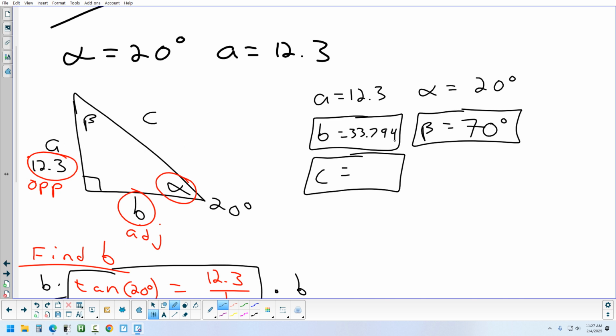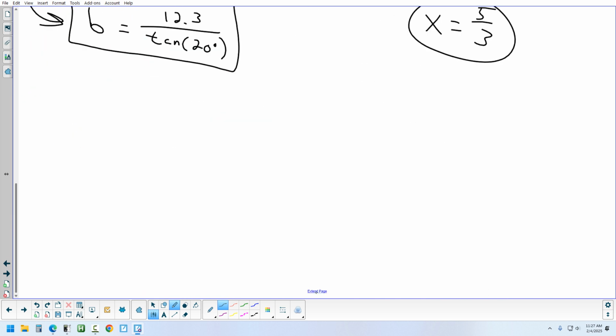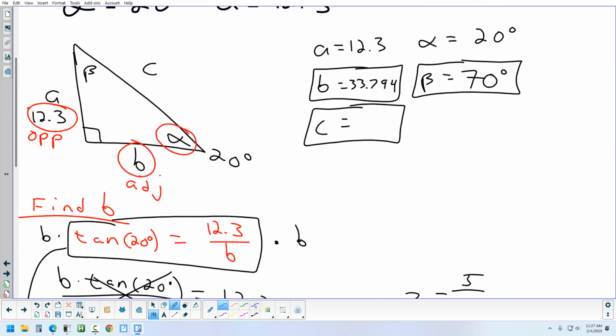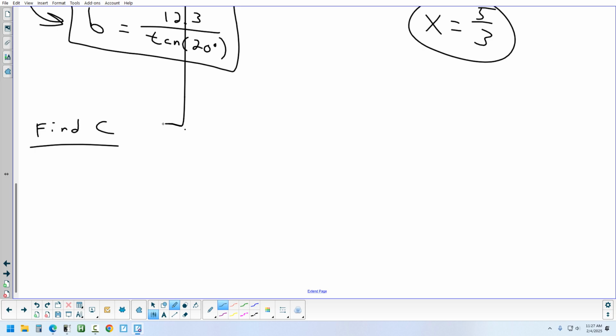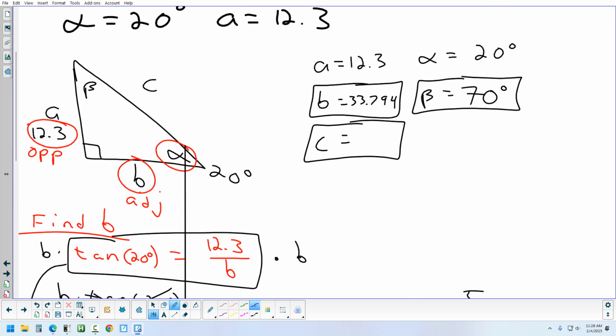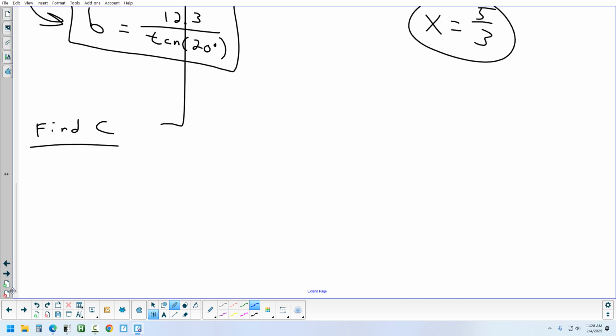All right. Now, the last thing we have is C. Go back up to your diagram. And this time I'm going to circle what I need in blue. Still going to use what was given, but now I want to find C. What position is C? Hypotenuse. So look at the things that are circled in blue. What trig function would involve opposite and hypotenuse? Sine. So sine, set it up.